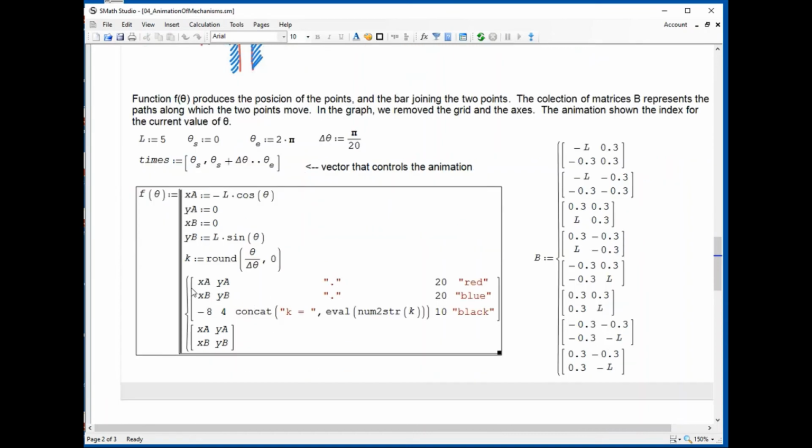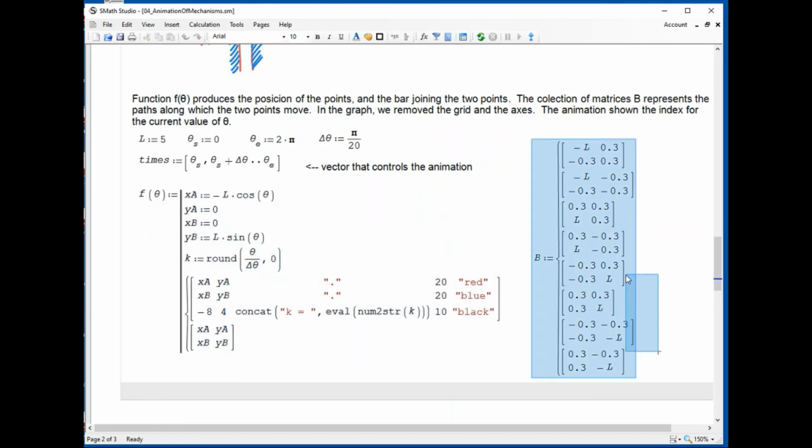And I'm going to produce this matrix that shows the position of point A as a dot, size 20, red color, and the position of point B as a dot, size 20, blue color. And then a position at minus 8, 4, I'm going to produce a string that says K, evaluating the number to string K. So it's going to show the index here at any time. This is going to be size 10, colored black. Then we're also going to produce this matrix that joins point A to point B. This will animate the mechanism.